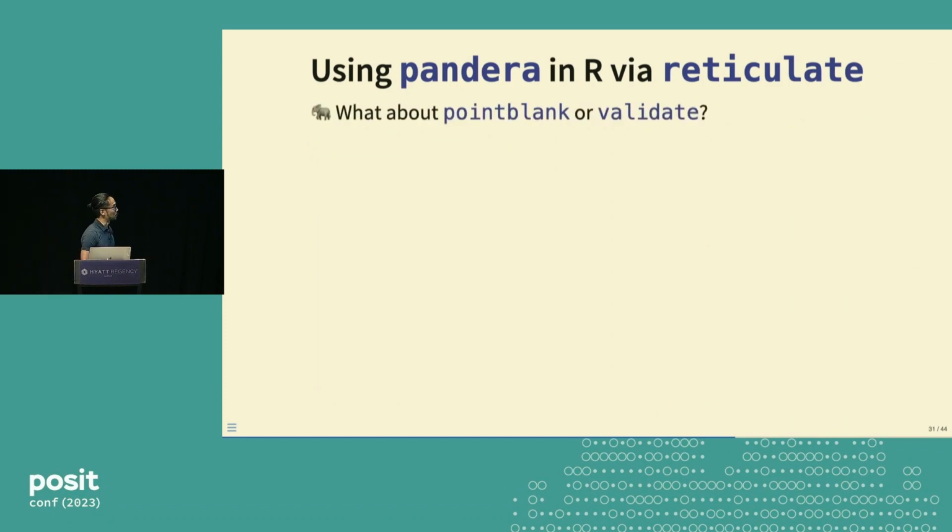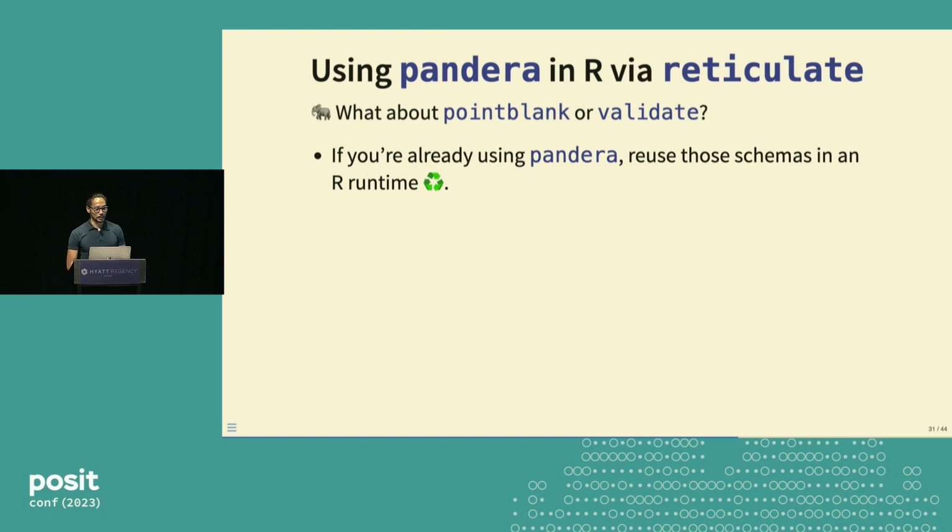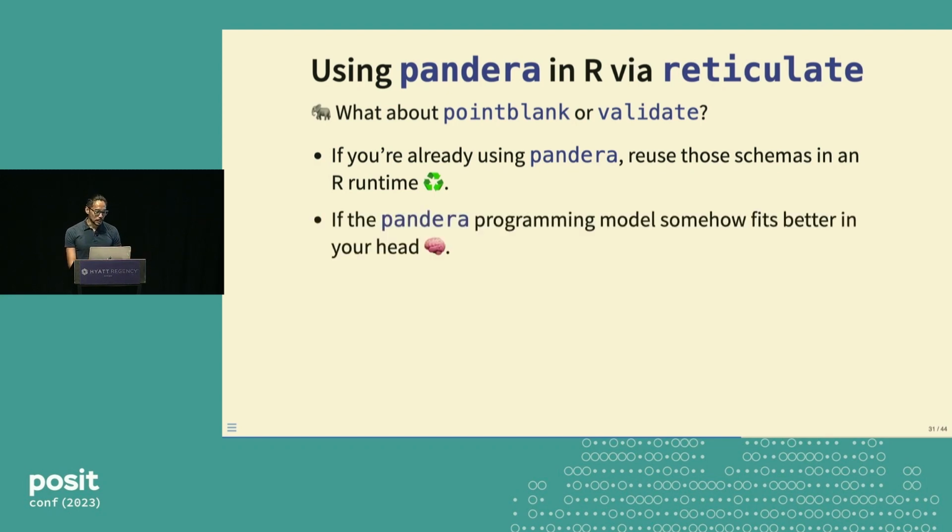Just to address the elephant in the room, there are packages that do data validation, like pointblank and validate. Why would you want to do this Frankenstein's thing with Python in the first place? To be honest, the real answer is because we can. But to give you a few reasons that may make sense: maybe you're already using Pandera and you want to reuse those schemas in an R runtime. Maybe the Pandera programming model just fits better in your brain. I don't know. Or you just want R and Python to get along and you want to give it a try.